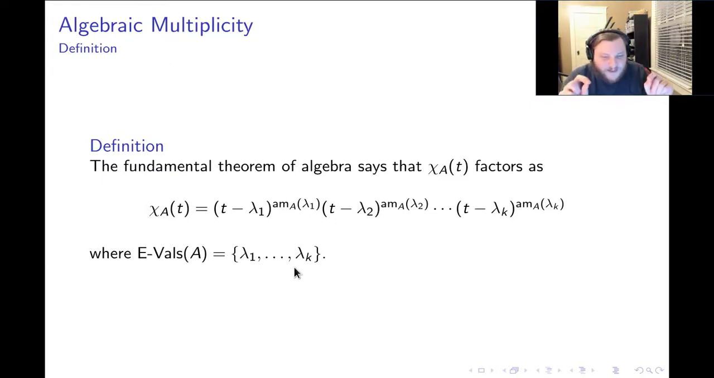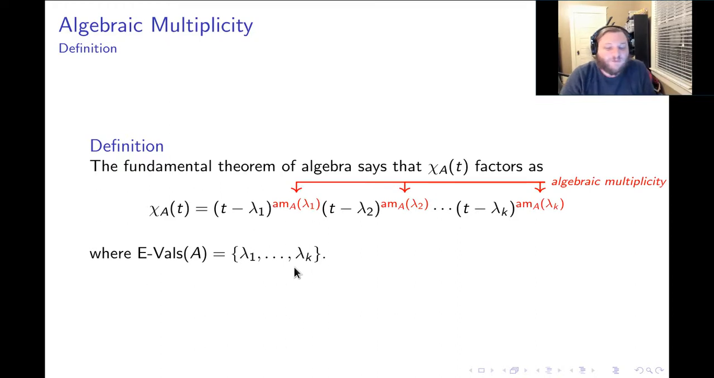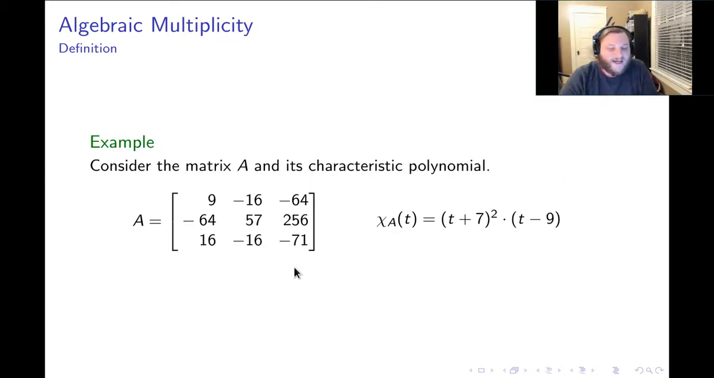The multiplicities that pop up in this context, these are the multiplicities of each eigenvalue as a root of the characteristic polynomial according to the fundamental theorem of algebra. These are called the algebraic multiplicities of the eigenvalue. So if we manage to factor our characteristic polynomial, the power of t minus lambda is the algebraic multiplicity of the eigenvalue. So let's look at an example.